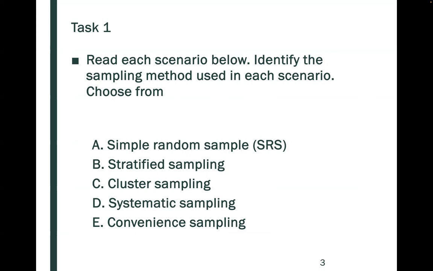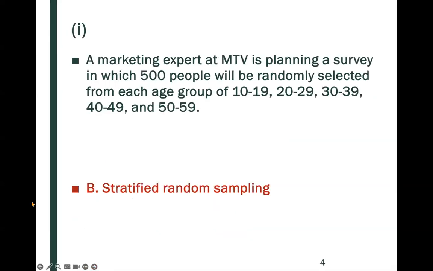So I'll read through each scenario and then talk about why the associated sampling method is the correct one. So let's get started. So here we have a marketing expert at MTV who is planning a survey in which 500 people will be randomly selected from each age group of 10 to 19, 20 to 29, 30 to 39, 40 to 49, and 50 to 59.